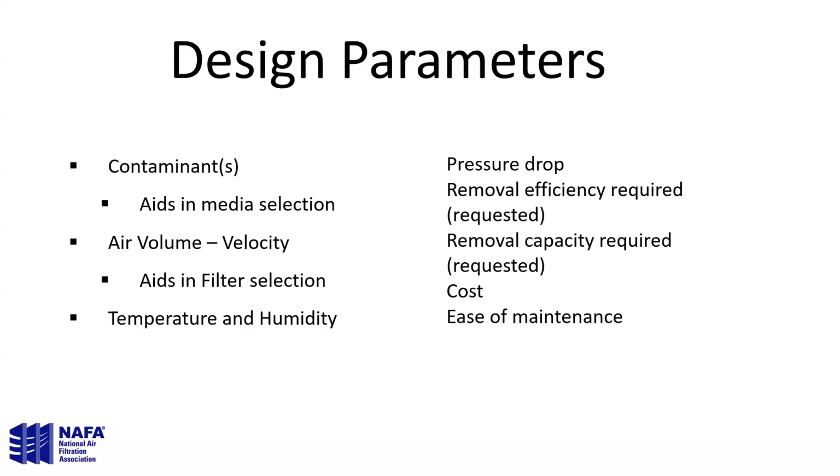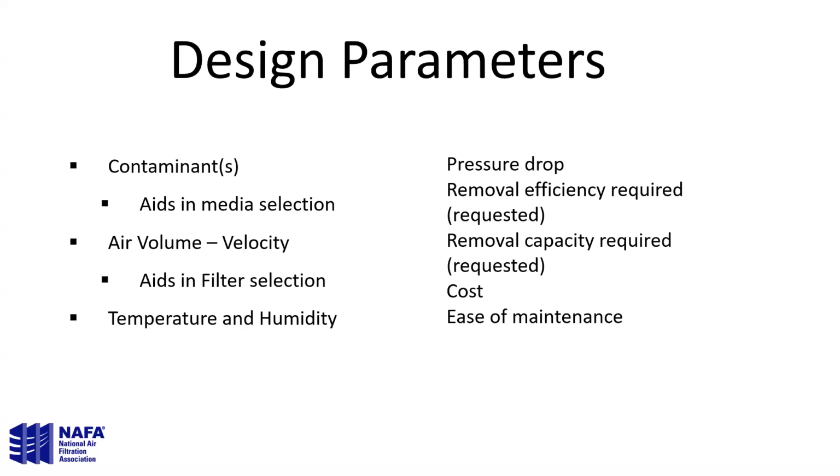design parameters. These are the real critical ones if you want your filter to work. And we're going to go into these in a little more detail, but obviously we'd like to know the contaminant, because if we know the contaminant, it aids in our media selection. We need to know the air volume and the velocity at which it's going through the filter, and that will aid in our filter selection. Temperature and humidity, once again, most of these are never recommended over 120 degrees F. So if you have a system that's running at 200 degrees, it's hot, don't bother putting a filter in, either a chemically treated one or a carbon filter. You have to bring cool air in.